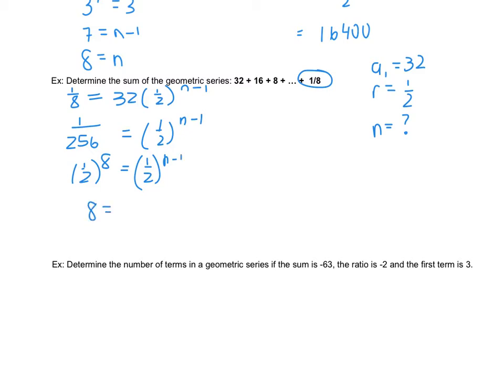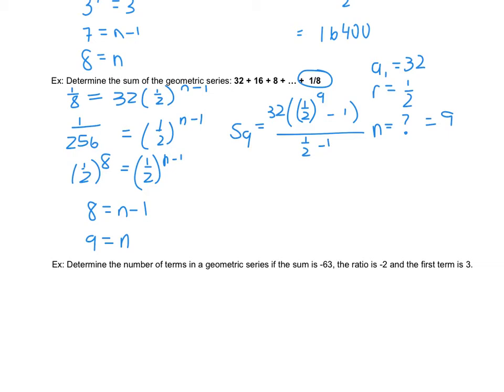Now, set our exponents equal to each other, bring the negative 1 over. We have 9 terms in total. So now we can go ahead and use our series formula. So the sum of the 9 terms is a1 times our ratio, which again we're going to put in a bracket, to the power of n, which we figured out is 9, subtract 1, all over a half minus 1.